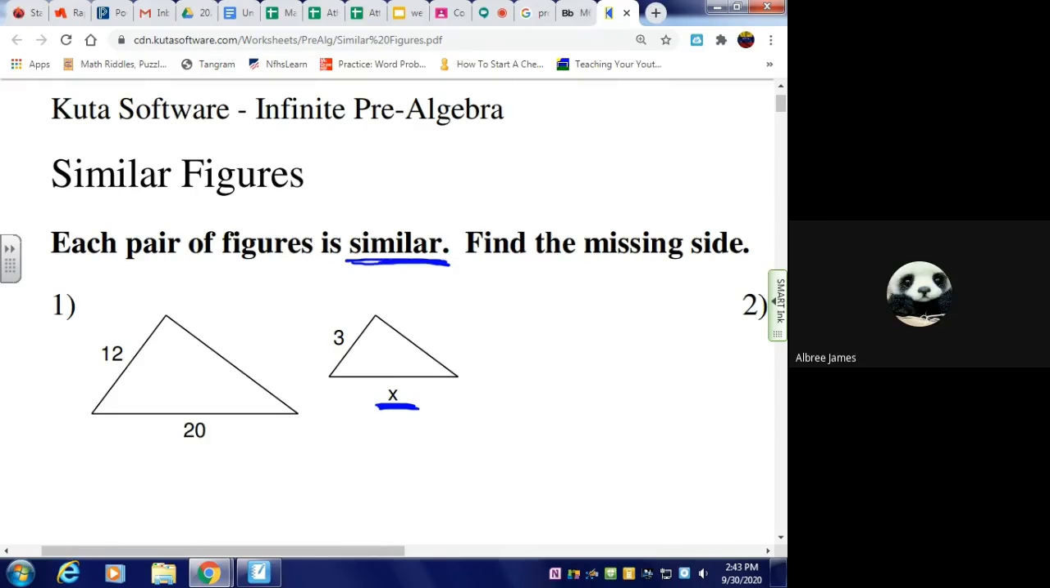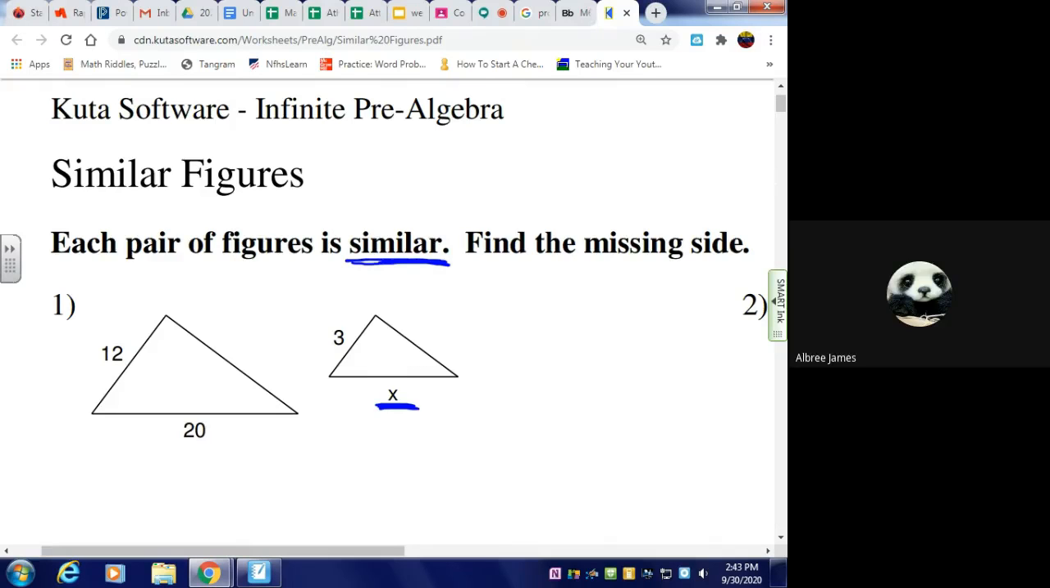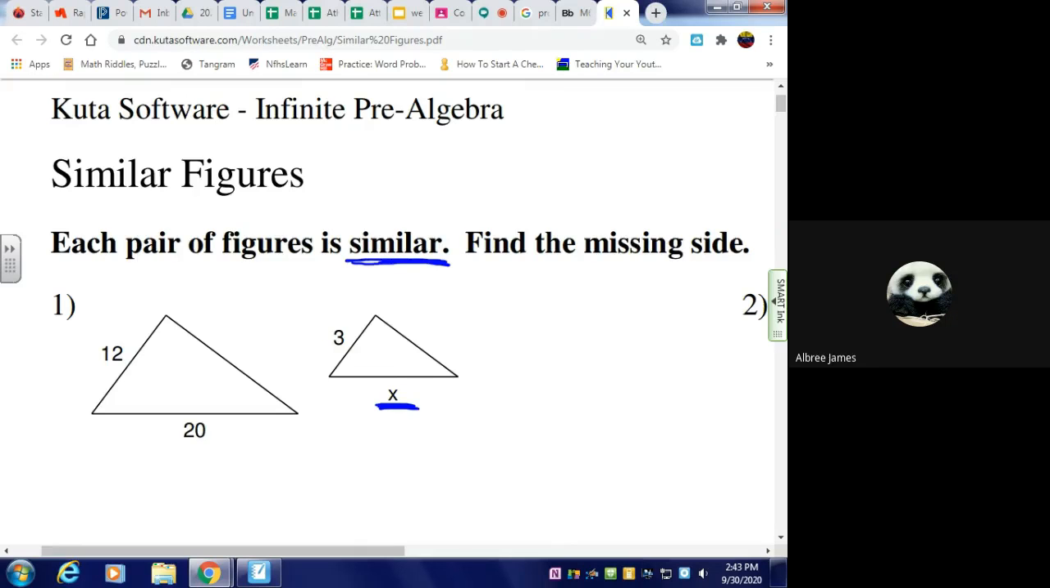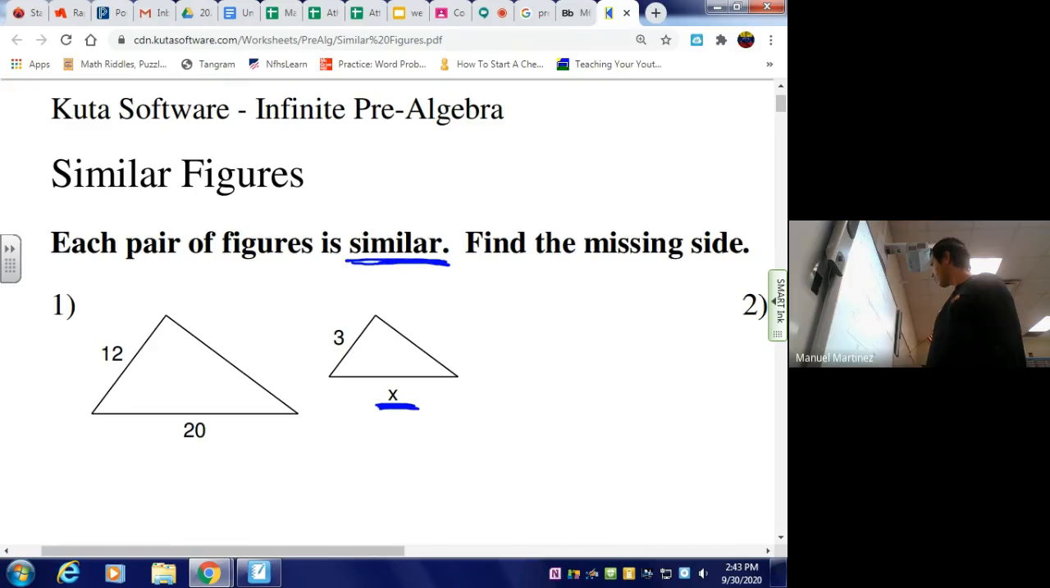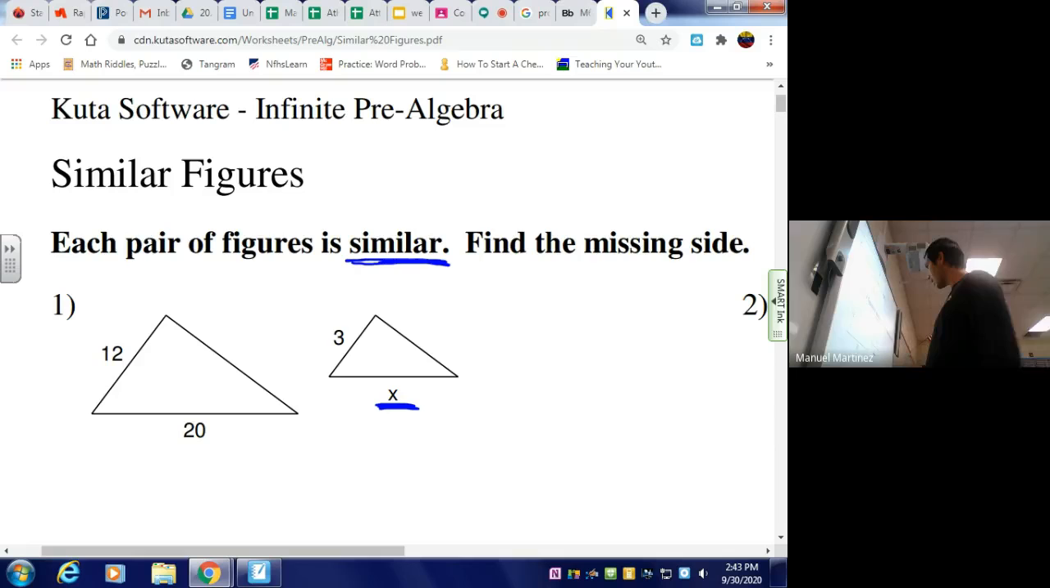I think I got it. You think you got it? How did you find your answer? I did cross multiply. I multiplied the 20 and 3, and I got 60, and then I did 60 divided by 12 and got 5 for my x. Okay, and why did you choose to multiply 20 and 3?